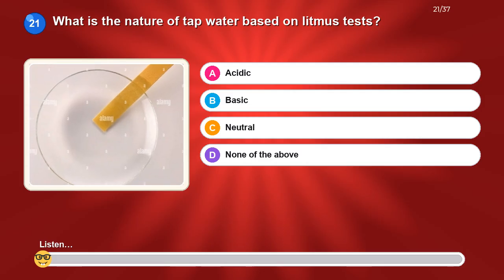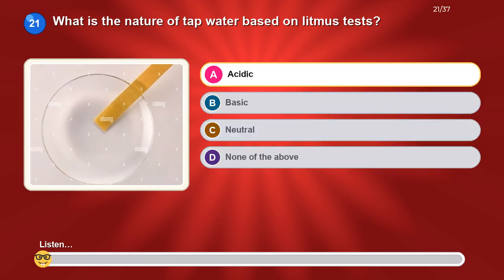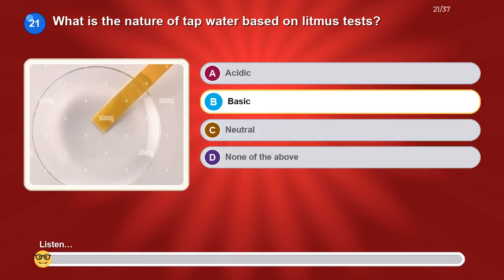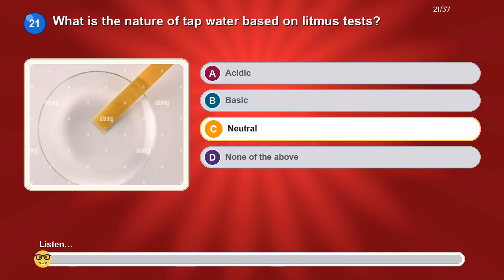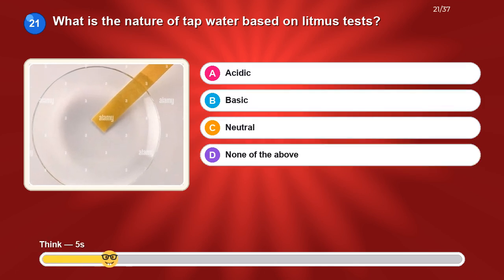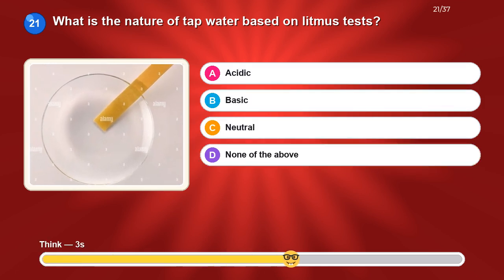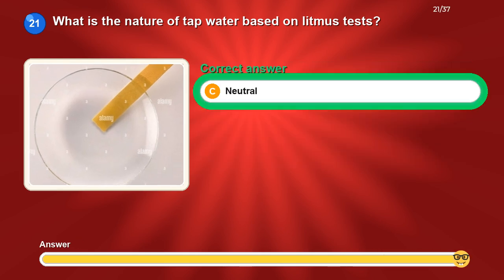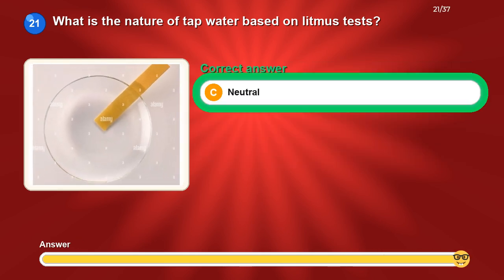What is the nature of tap water based on litmus tests? Option A, acidic. Option B, basic. Option C, neutral. Option D, none of the above. The correct answer is neutral.